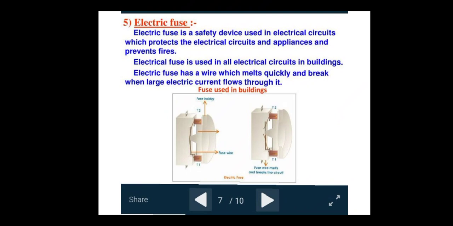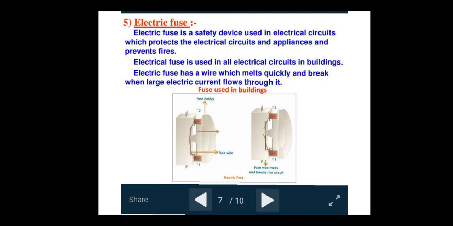Now what is an electric fuse? You have seen an electric fuse in your home, and in each and every house there is an electric fuse. Here you can see the diagram of the electric fuse, or the figure is drawn where electric fuses are used in your building. Now, an electric fuse is a safety device used in the electrical circuit which protects the electric circuit and appliances and prevents fire.